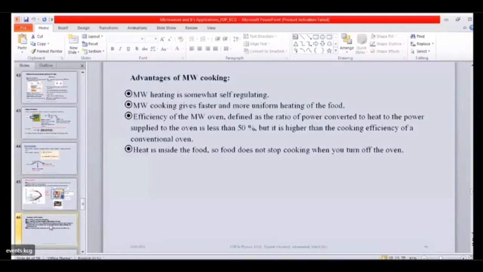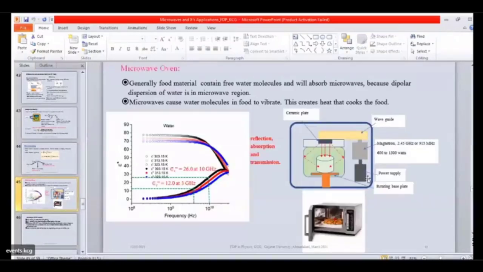And now, microwave heating is used in the microwave oven, right? It is a home appliance. Many of us use the microwave oven at our home for cooking or heating the food, right? And this microwave oven uses microwaves, where some microwave generator is used. The generator, which we have already discussed, is a magnetron, which produces the microwave signal of frequency 2.45 gigahertz at between 600 to 1500 watts, right? And this radiation is made to fall on the material that is to be cooked.